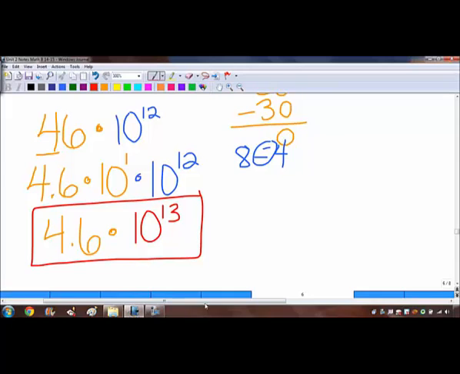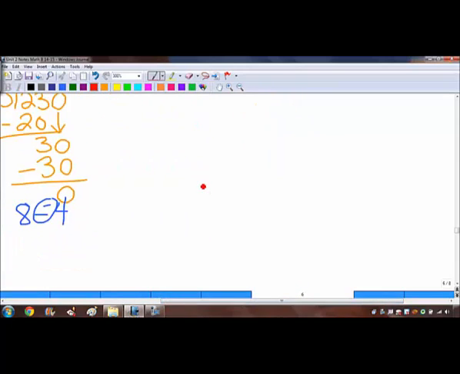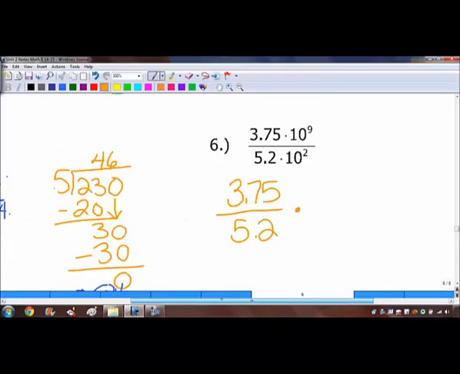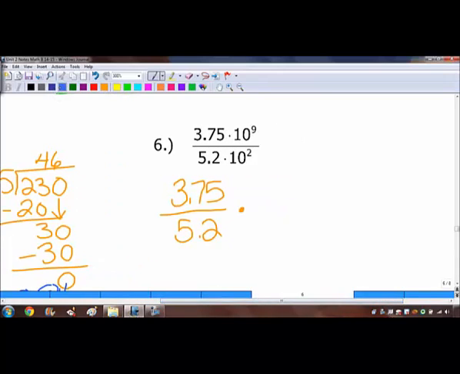Okay, we're going to do one last example together, and then we will be done for the day. So now this one is pretty tricky. First thing we're going to do is split up our division. So it's going to be 3.75 over 5.2 times 10 to the 9th power, over 10 to the 2nd power.